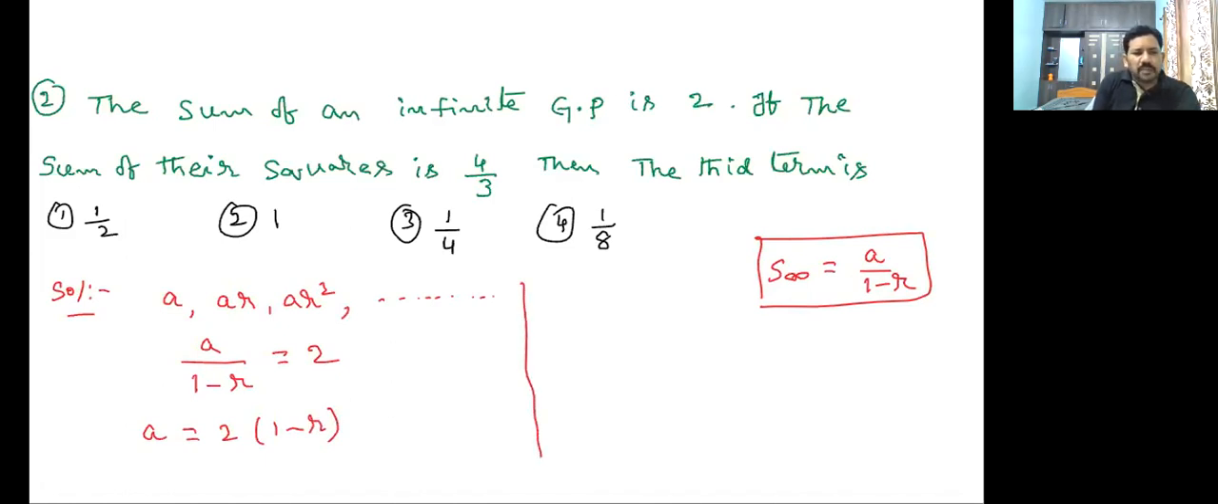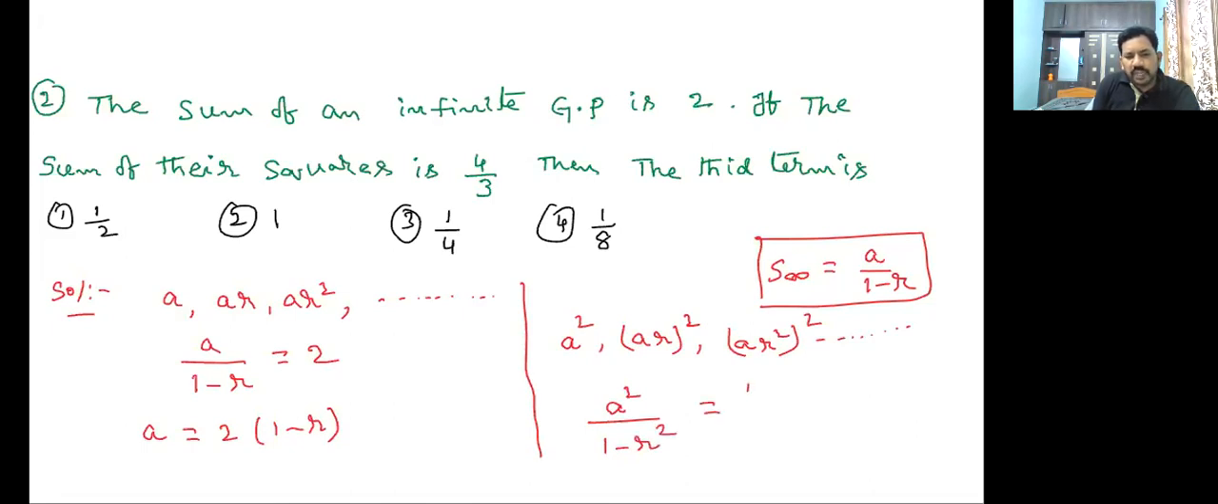If the sum of their squares, you can write like this: a square, ar square whole square. These are also infinite terms. The total sum of infinite terms is 4 by 3 given. Apply the formula here, a by 1 minus r: a square by 1 minus r square. That value should be 4 by 3. Then find the third term, T3.